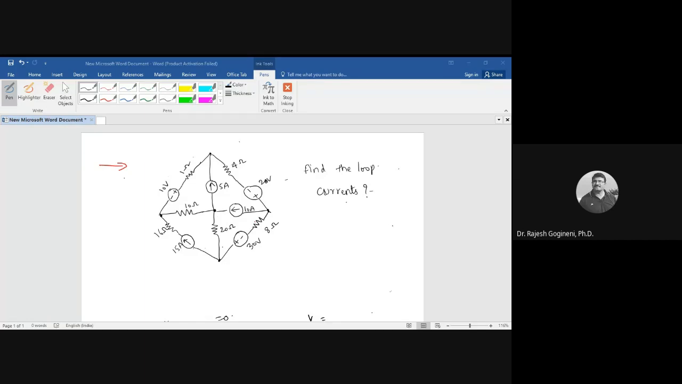Yes. Anyone from the class? How many KVL equations are required?